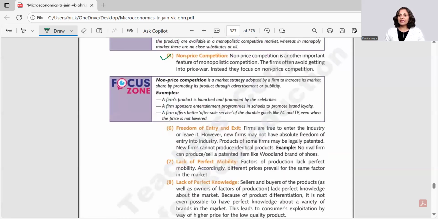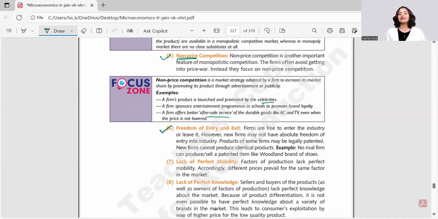Then we have non-price competition. As I said, they do have price variation, but that's small, meager. So what do they do to capture the whole market? They try to create non-price competition. And how does it happen? By promotions, by advertisements, by sales, by calling celebrities, by making brand ambassadors, by providing after-sales services, all those things which don't differentiate the price but attract the customer. This is called non-price competition.